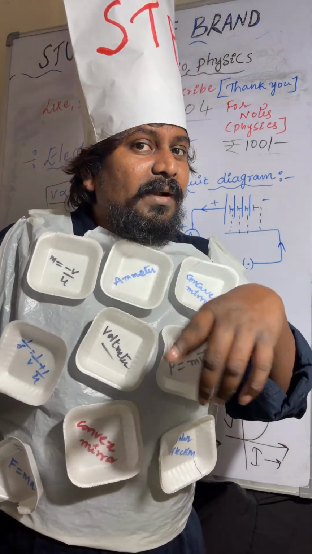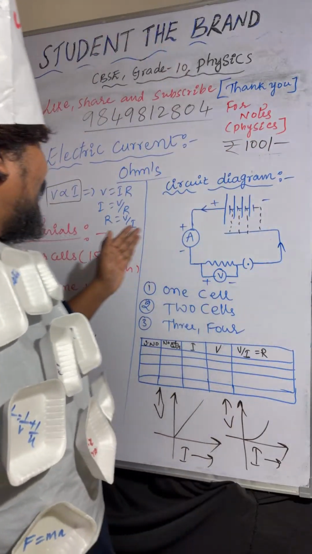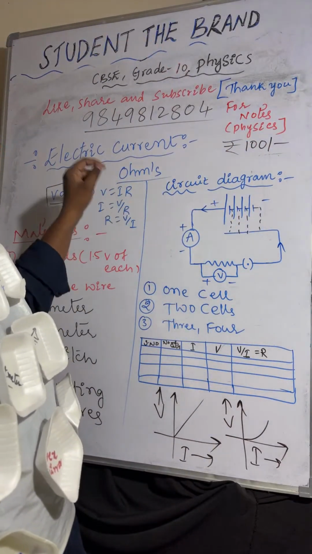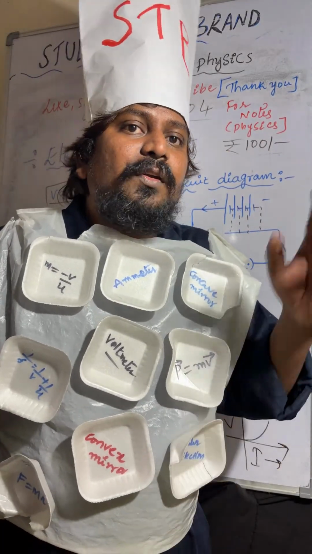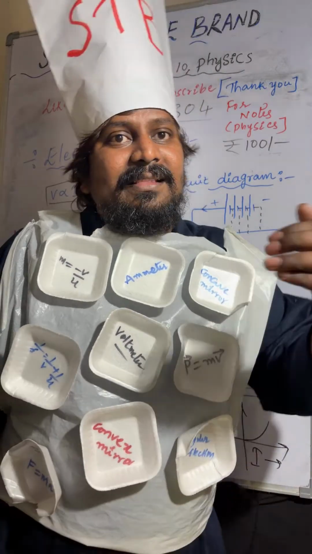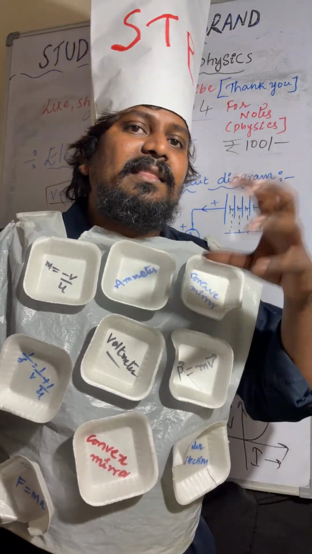And I equal to Q by t. So it's interlinked. The formula you are taking is V equal to IR. From I we can also write Q by t, I equal to Q by t, and Q equal to n e also we can write. Like that, it is interlinked. In-depth topics will be given, especially in the question and answers.